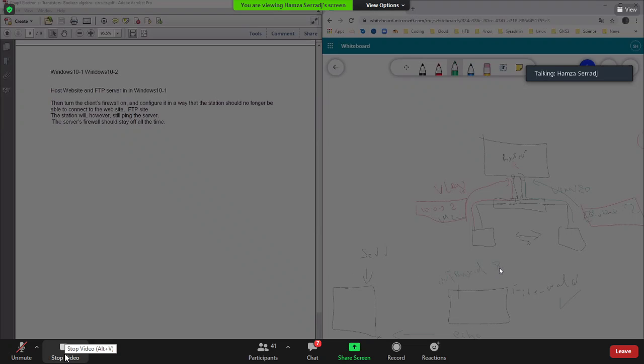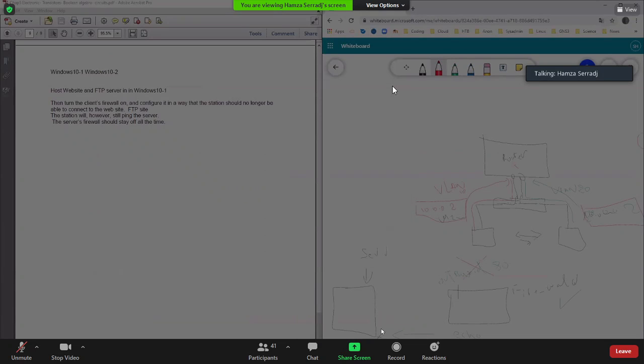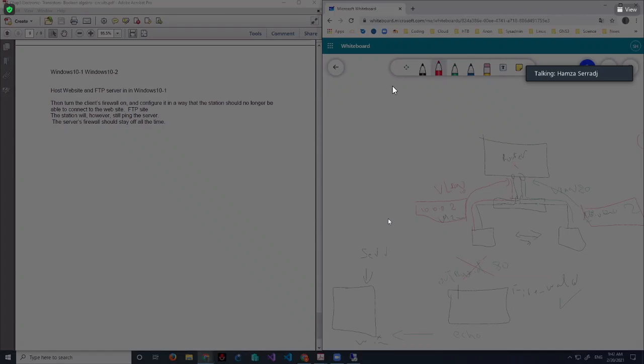What is the website? Website is port 80, HTTP, right? So I need to block the port 80 on the outbound. You will never be able to talk with any 80 port distant. This is the meaning of it, right?